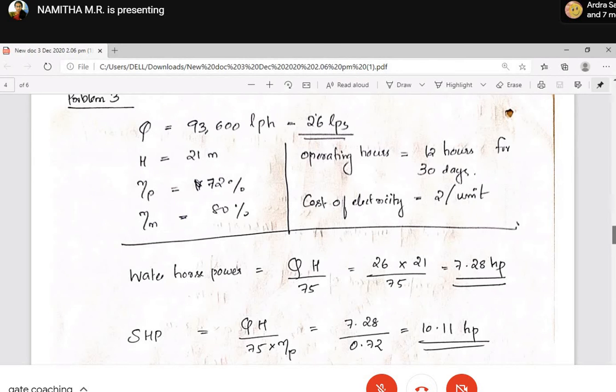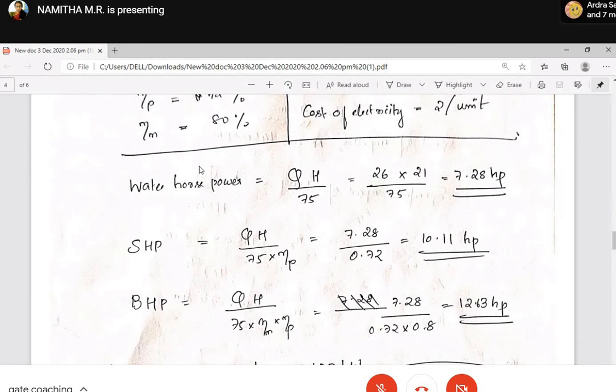So you have to calculate the total cost of pumping. For that, we first find the water horsepower. That was our first question. Water horsepower is QH divided by 75. It is 26 into 21 divided by 75, so the answer is 7.28 HP. Now they have given that the pump efficiency is 72%, so we can calculate the shaft horsepower as QH divided by 75 into pump efficiency, which is 10.11 HP.